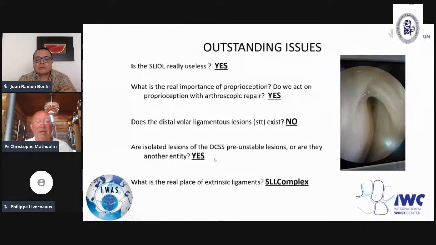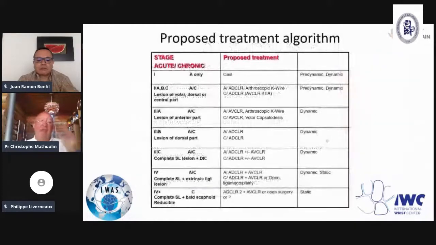Isolated lesions of the DCSS are pre-instable lesions. It is a pre-instable lesion, and we have to consider that, in fact, there is not a scapholunate ligament, but a scapholunate ligament complex with extrinsic ligaments. And we can propose different algorithms.